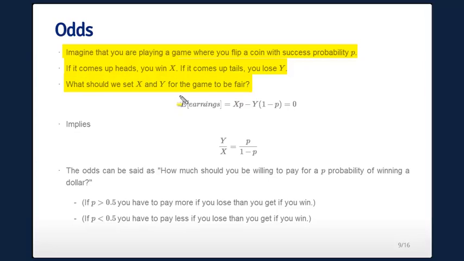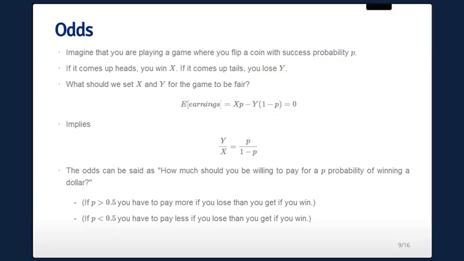Well, what do we mean by fair? It means that your expected earnings and your opponent's expected earnings, which are just the negative of yours, would both have to be equal to 0. Well, what is that? You win X dollars with probability P, and you pay out Y dollars with probability 1 minus P, and we want that to be equal to 0. That implies this equation right there, and so let's explore that equation.